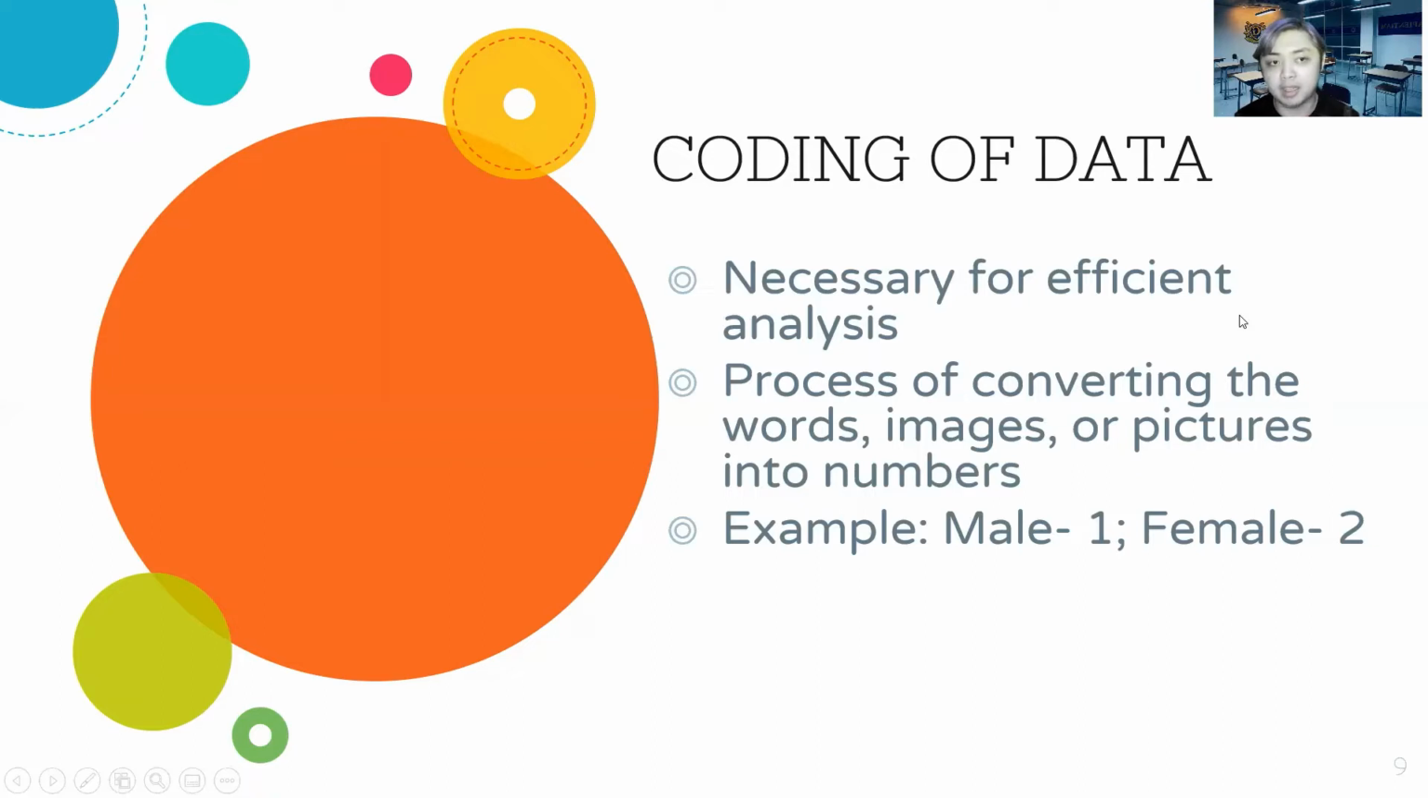Another is their occupation or profession. So for example, they are in the medical field, that's labeled 1. Engineering, labeled 2. Education, 3. Business, 4. So this is very important, no, to assign numbers in our qualitative data, in our measurement, again, because it will be easier for us to arrange them, present them, analyze, and interpret them.